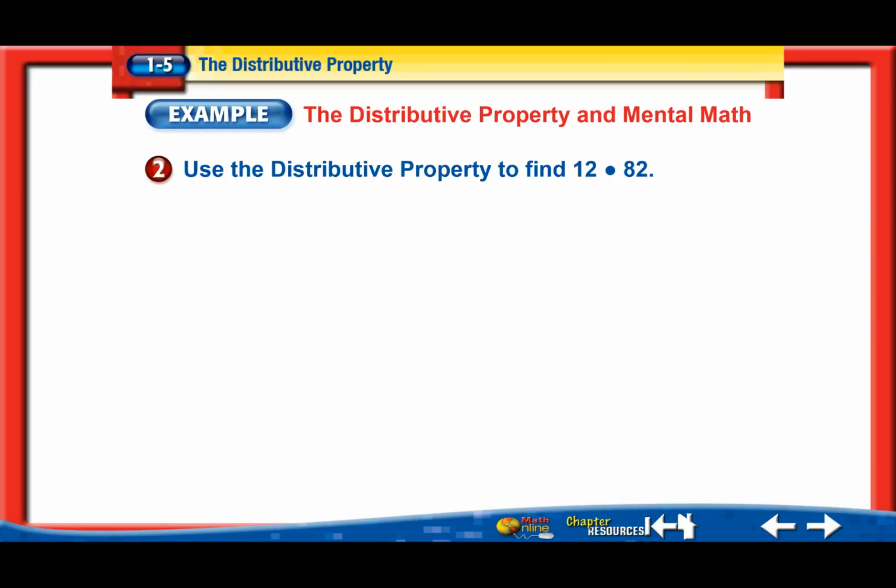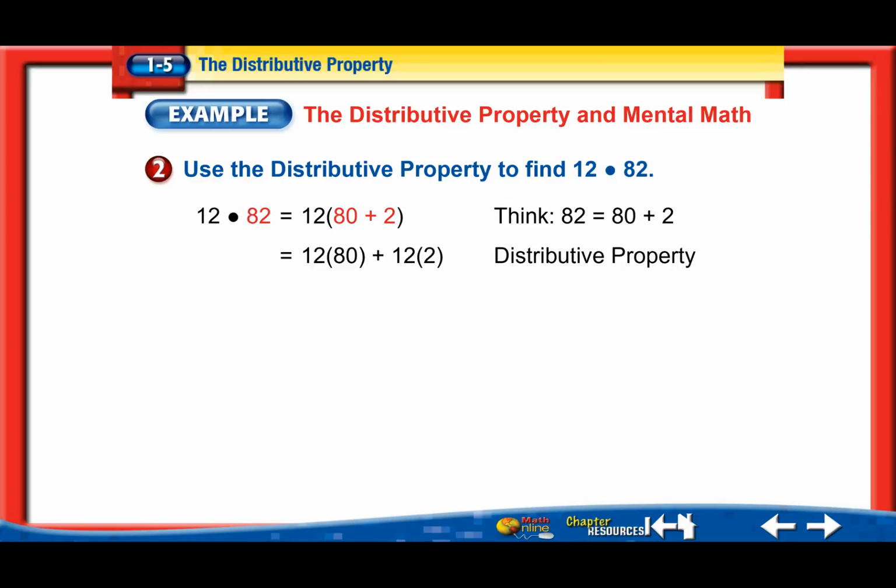All right, this one says use mental math. Yay! Use the distributive property to find 12 times 82. So we could take 12 times (80 plus 2). Use the distributive property to put those out. Now I can multiply in my head, supposedly. 12 times 80 is 960, and 12 times 2 is 24. Put those together, gives me 984. Answer would be 984.